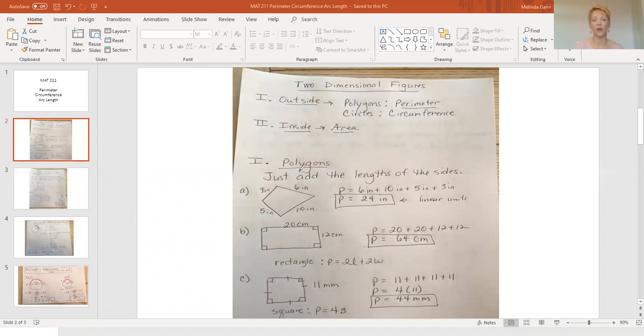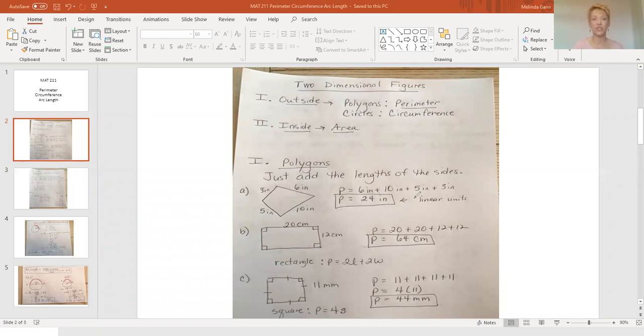Basically, all you need to remember is not really a formula, it's just a phrase. You just find the length of every side on your polygon and you add those lengths up. So on this particular polygon, I just took the 6 inches and added to the 10 inches, to the 5 inches, to the 3 inches, and I got 24 inches. Inches plus inches stay inches, not square inches, just regular inches.